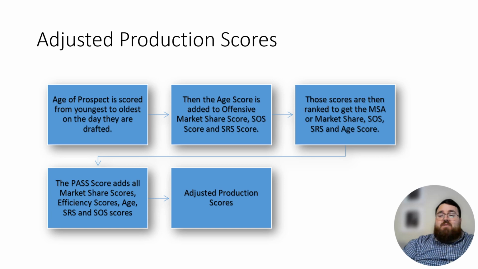Now, moving on to adjusted production score. So adjusted production is basically the context of their production.